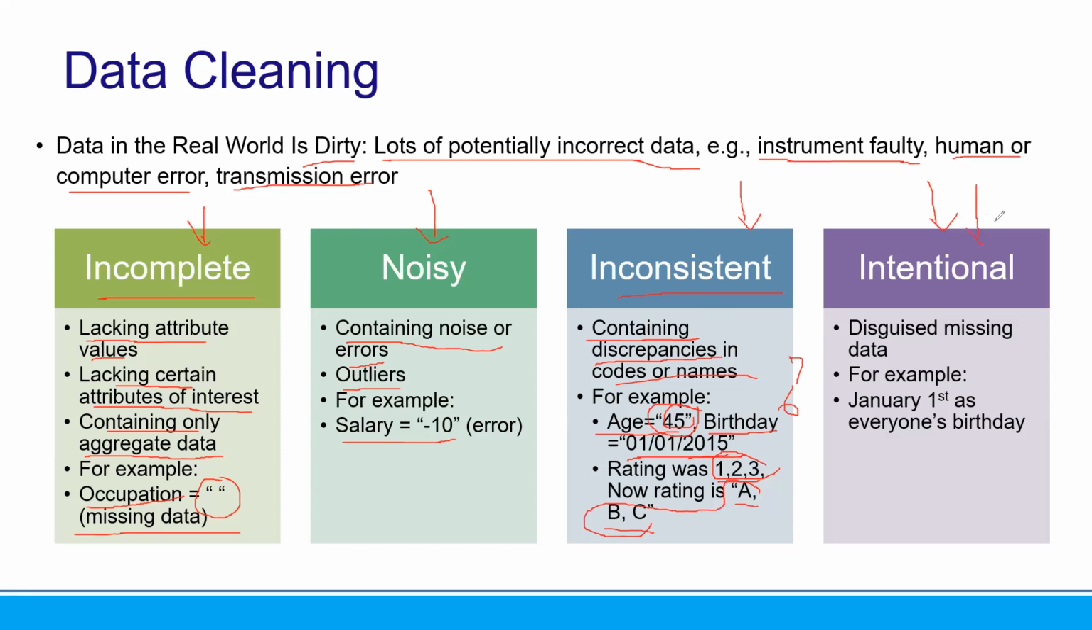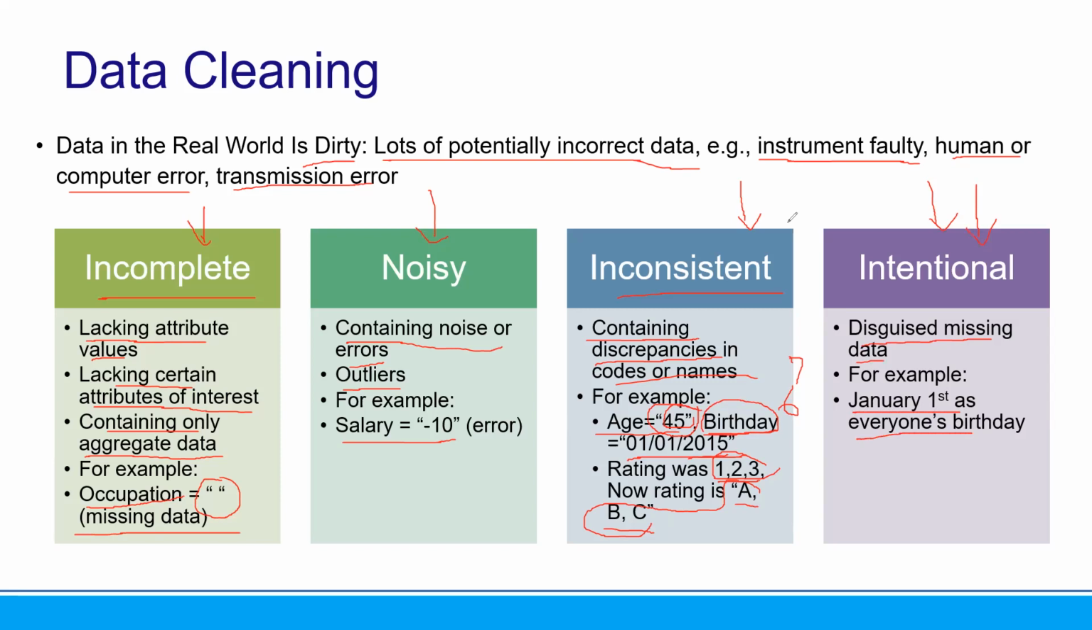Intentional. It disguises missing data. Let's say some people do not want to share the birth date, because the birthday is very private. It's a privacy issue. Then instead of giving the correct date, people just leave it blank, or they put January 1st, so January 1st for everyone's birthday. So it is intentional, and this is related to data cleaning.